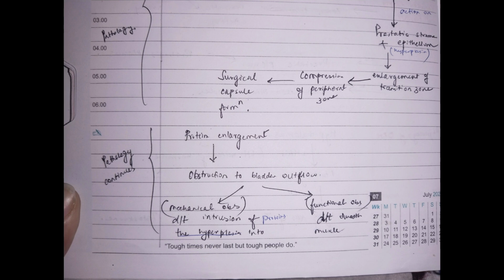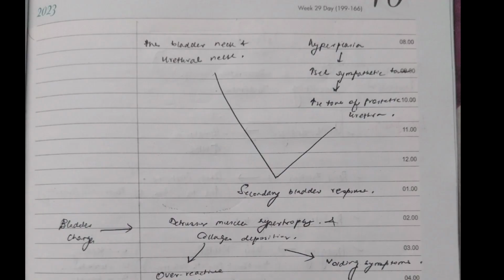Now all these processes can lead to two types of obstruction. Mechanical obstruction, that is due to the proteins which have been formed and obstructing the bladder neck. And then there is functional obstruction, that is due to the smooth muscle hyperplasia. If there is smooth muscle hyperplasia, that will cause the increase in the sympathetic tone and increase in the tone of the prostatic urethra. Both of them will lead to secondary bladder response.